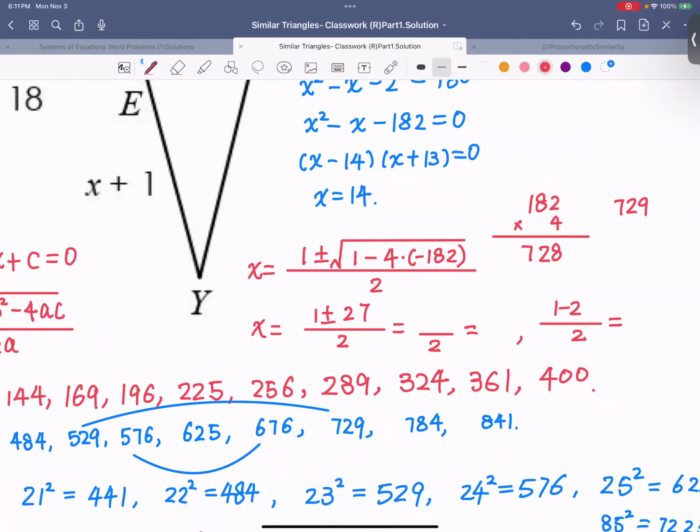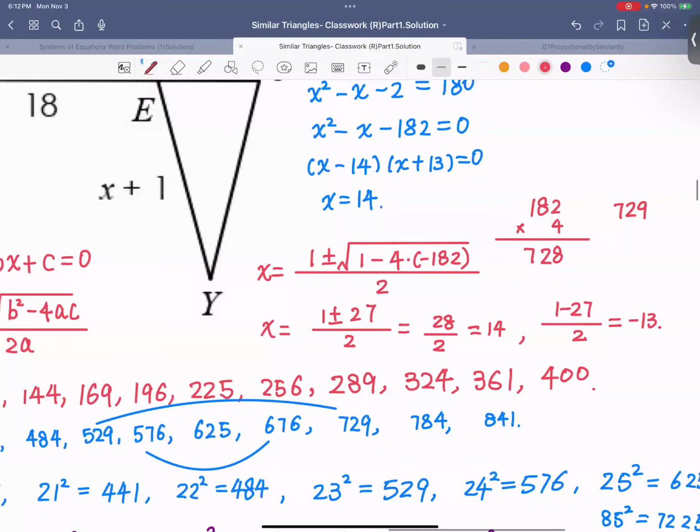So 1 plus 27 is 28. Then this becomes 14. 1 minus 27 is -26. So this is -13. Got it? Yes.